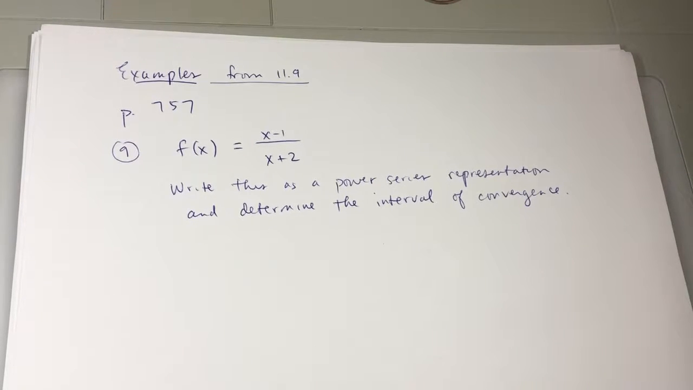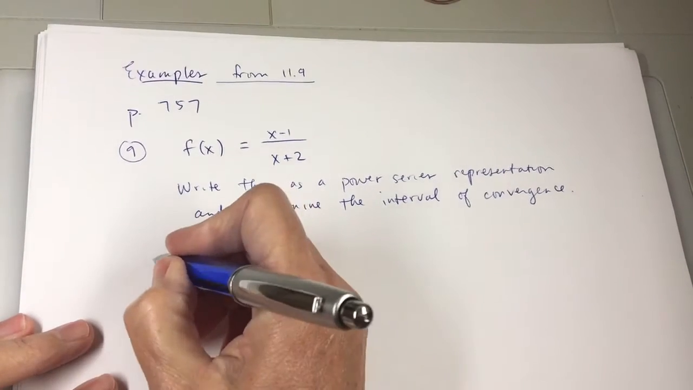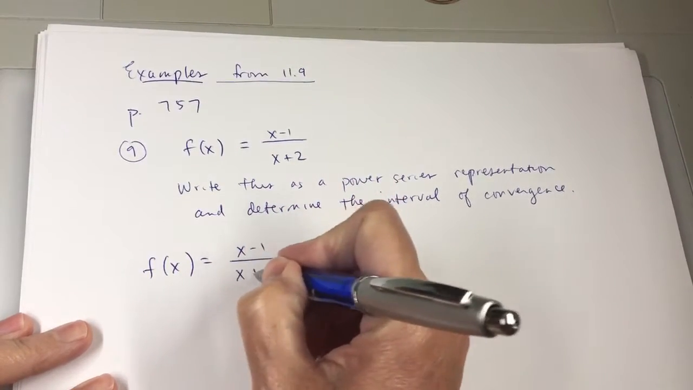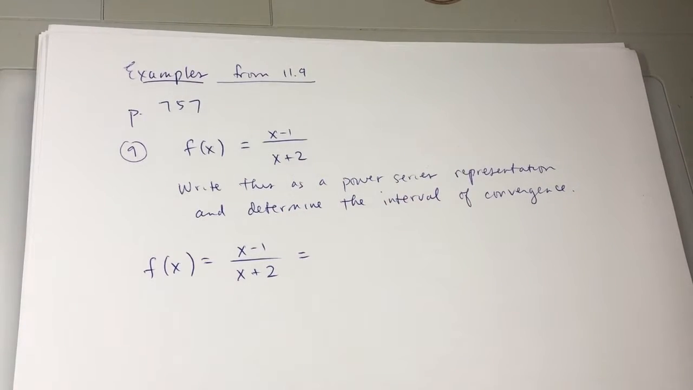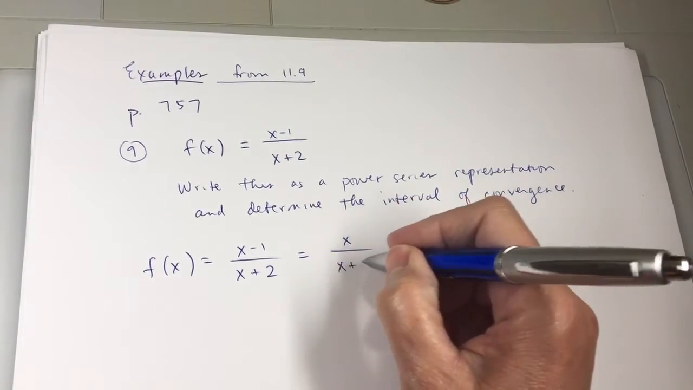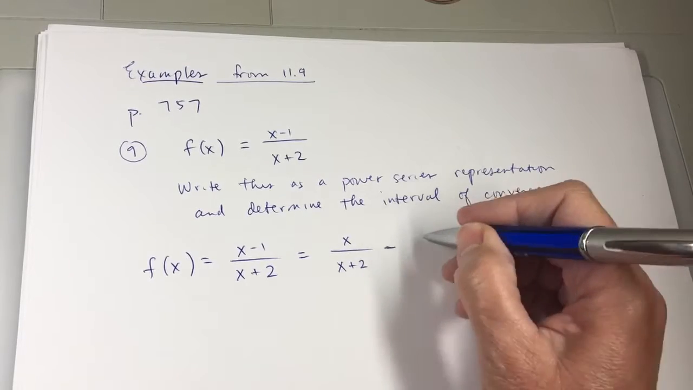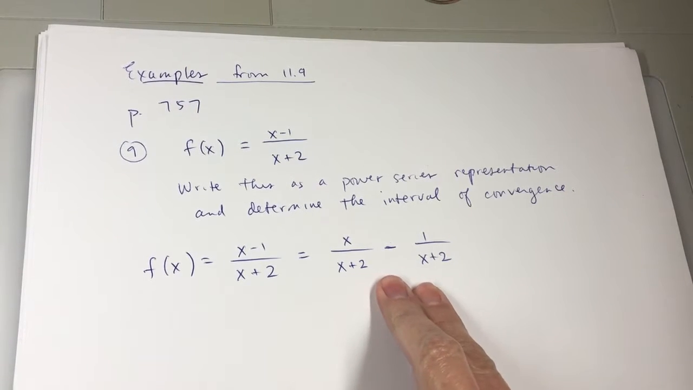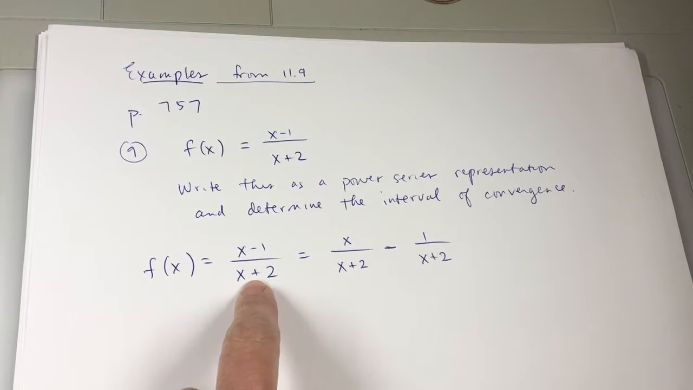Say, for this one, I am going to take f of x, which equals x minus 1 over x plus 2, and I can actually split this into two fractions. So I can write it as x over x plus 2 minus 1 over x plus 2. So instead of having two fractions with a common denominator and adding them, I just went the reverse way with that. Then what I'll do is it becomes two problems.